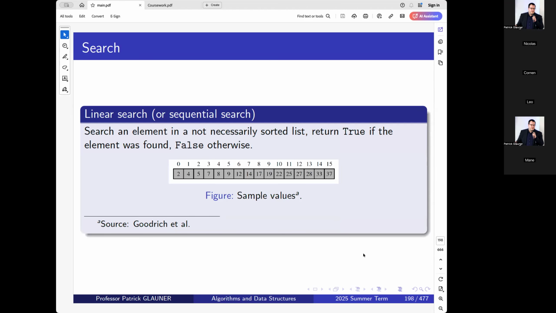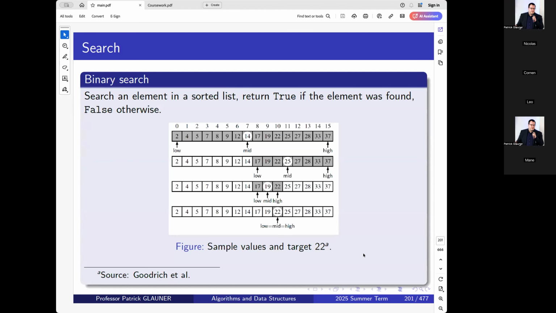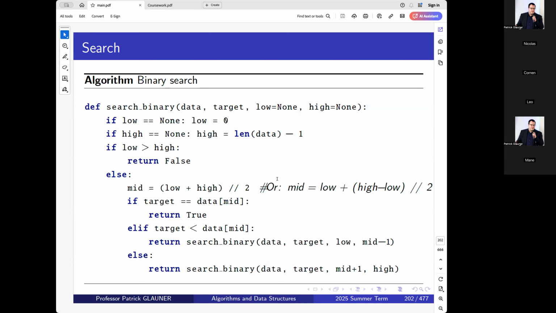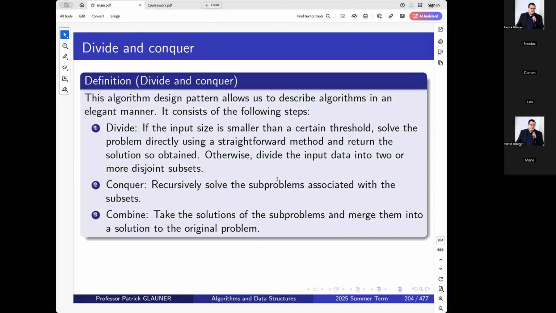We looked at the sequential search or linear search and saw that this is O of n in order to find a value. And assuming the data is sorted, sorting is something we're doing in the next chapter, then we can use binary search, and with binary search, in each step, we can halve the interval we're looking at. We saw how we can implement this, and the binary search runs in O of log n.